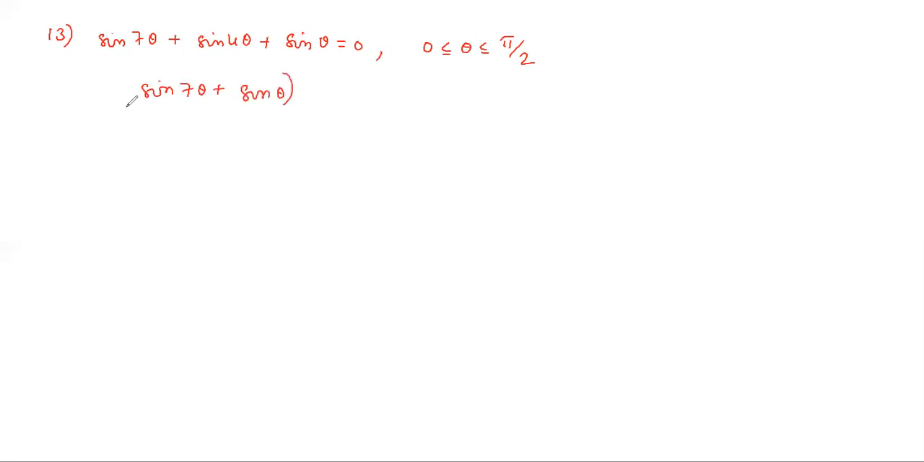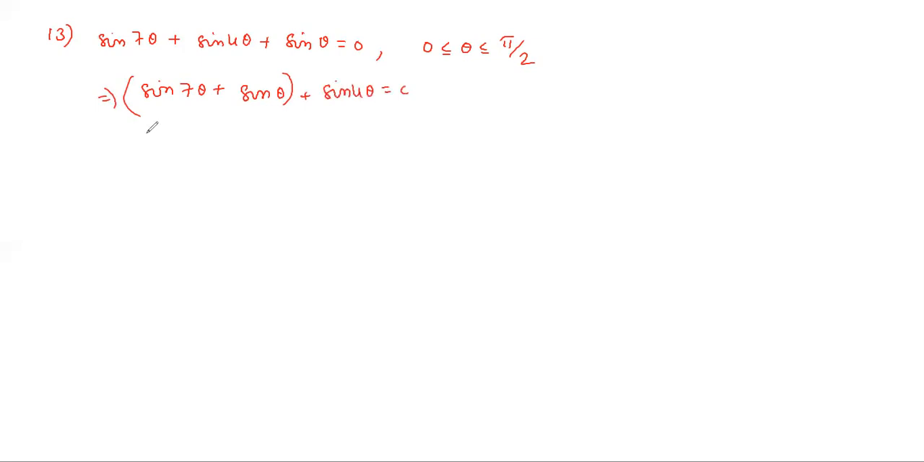Next problem. Sin 7 theta plus sin 4 theta plus sin theta equals 0, and theta lies between 0 and 90. Same sin C plus sin D. We have to apply it for sin 7 theta plus sin theta, plus sin 4 theta.